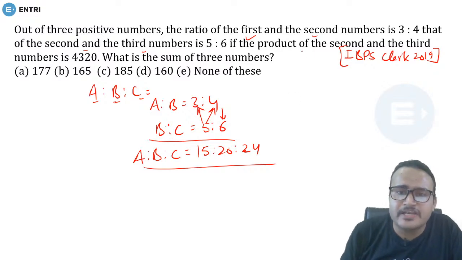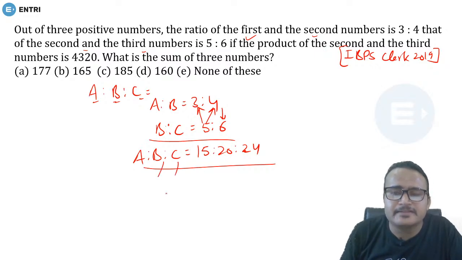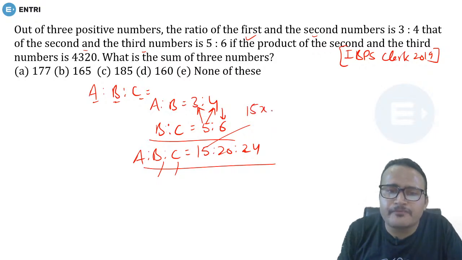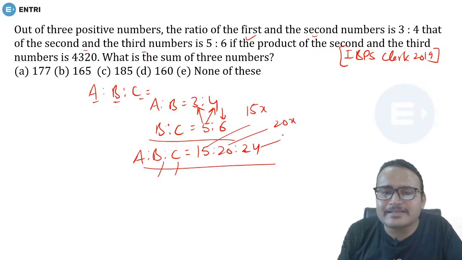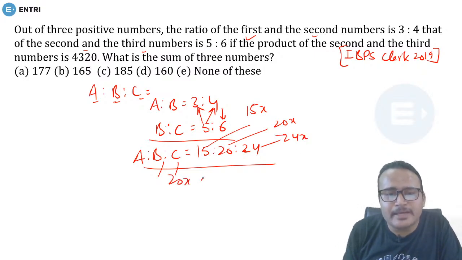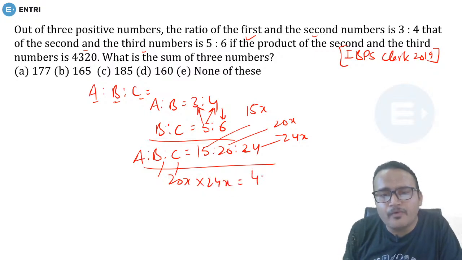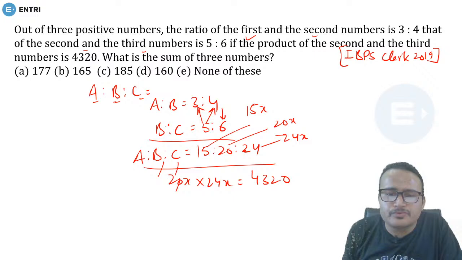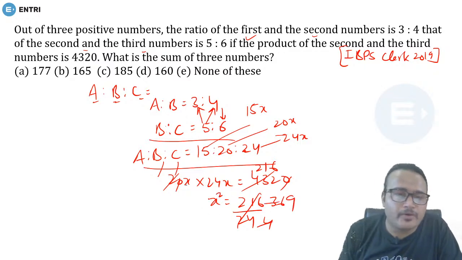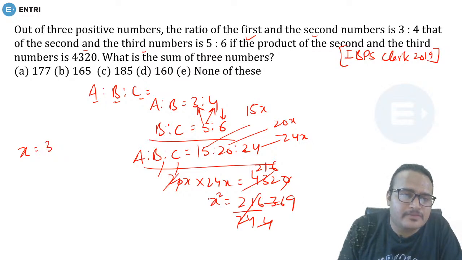And in the question it is given that the product of the second and third number is 4320. So guys, if we extract the numbers from this ratio, the first number will be 15x, the second number 20x, and the third number 24x. The product of the second and third means 20x multiplied by 24x, which is 4320. Obviously the 0s will cancel out. 2 into 216 divided by 24, so x square will be 9, then x will be 3.